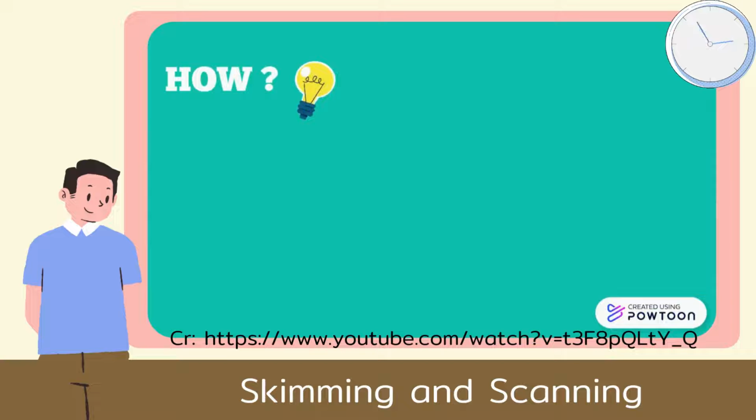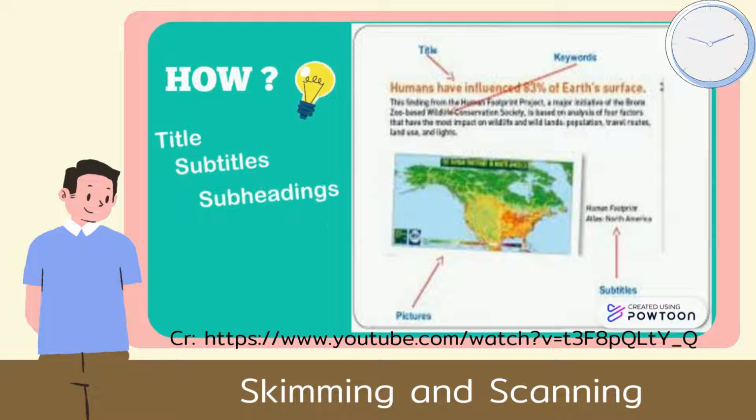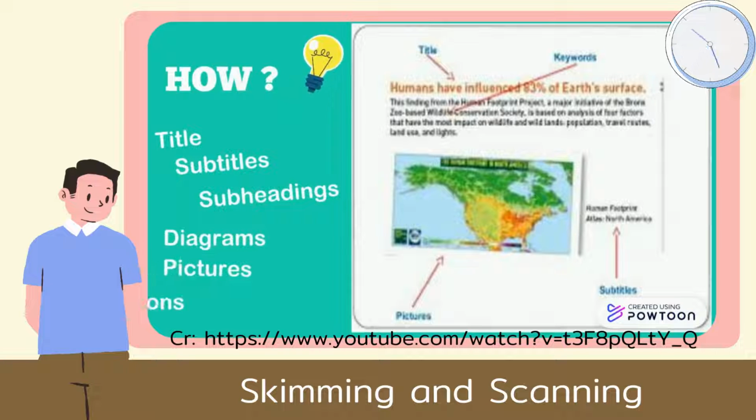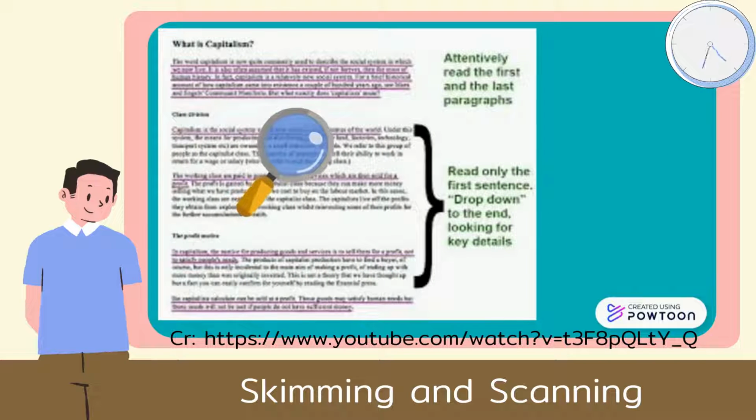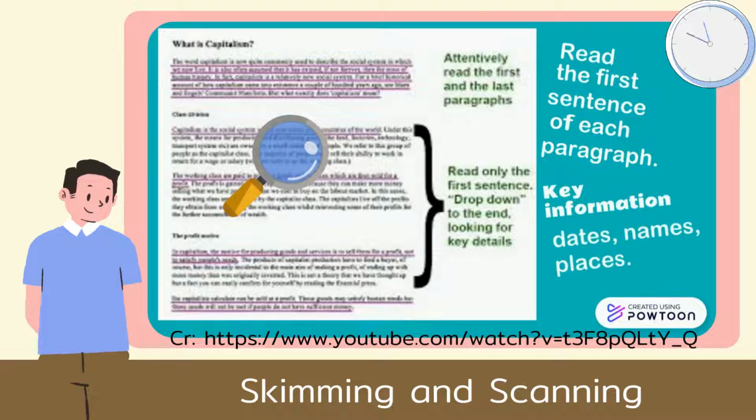How do you practice skimming? Number 1, read the title, subtitles, and subheadings. Number 2, look at any diagrams, pictures, or illustrations. Then, read the first sentence of each paragraph and look for key information like dates, names, and places.